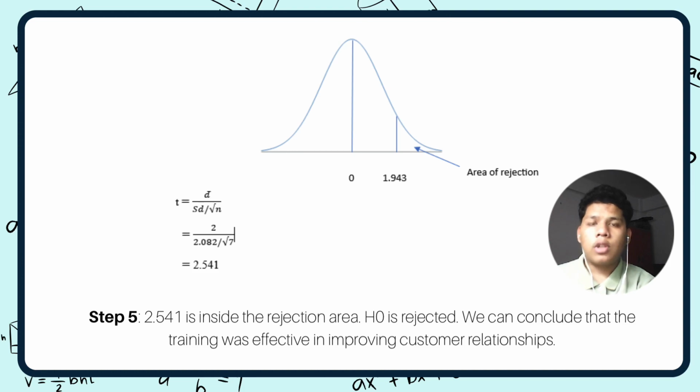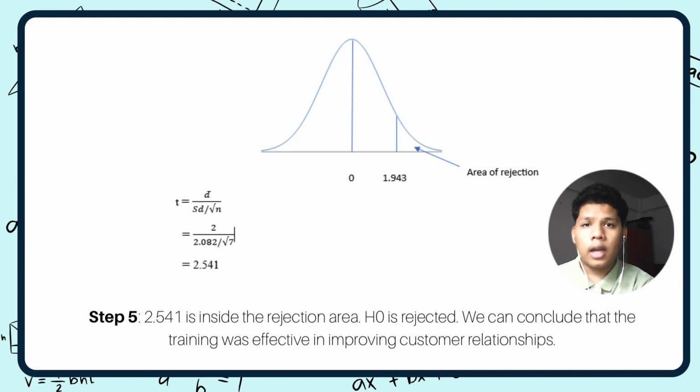Now, after we had found the critical value for this particular question, we can sketch the normal distribution diagram. So our critical value, 1.943, will be on the right hand side of the diagram. And after we have done the diagram, we can determine the area of rejection, which is on the right side of the critical value. And then we calculate the t value. For this particular question, we use the formula d bar divided by sample standard deviation per square root of n.